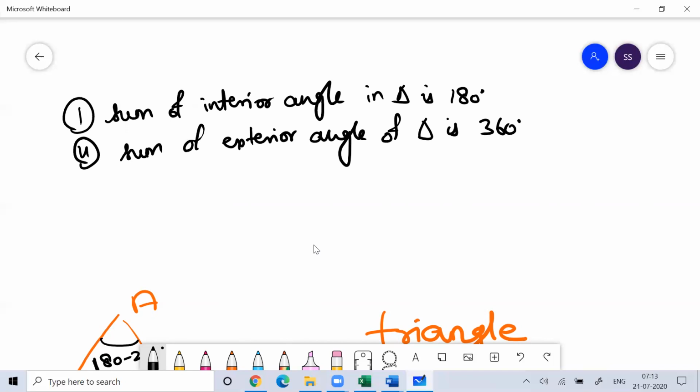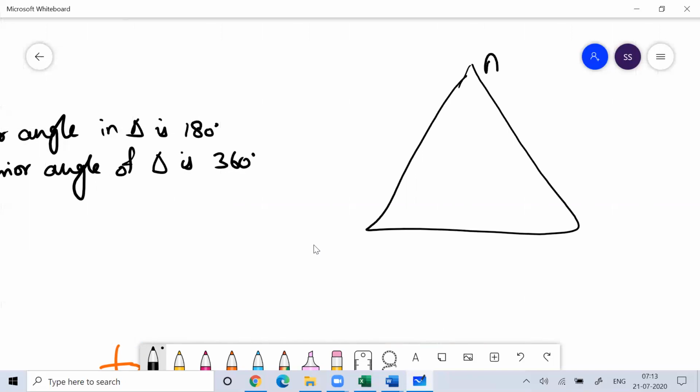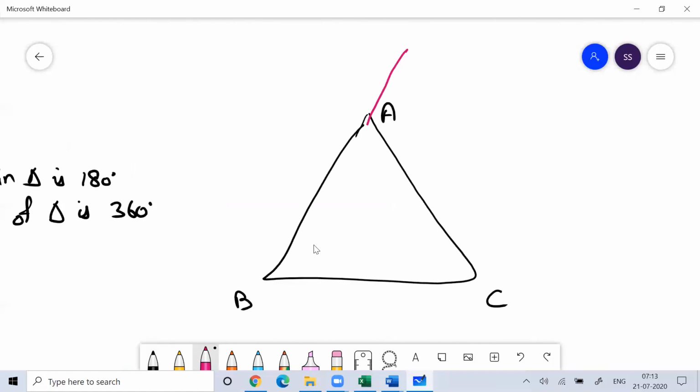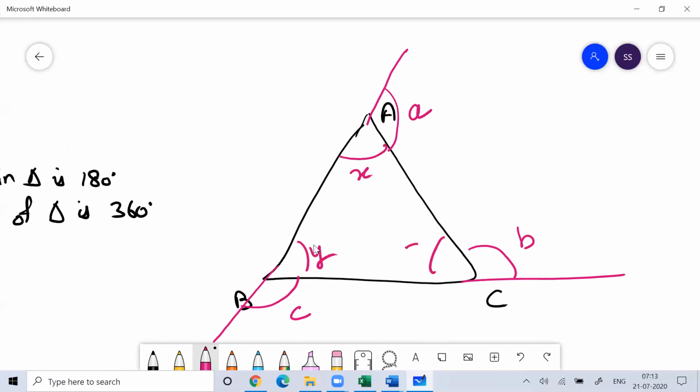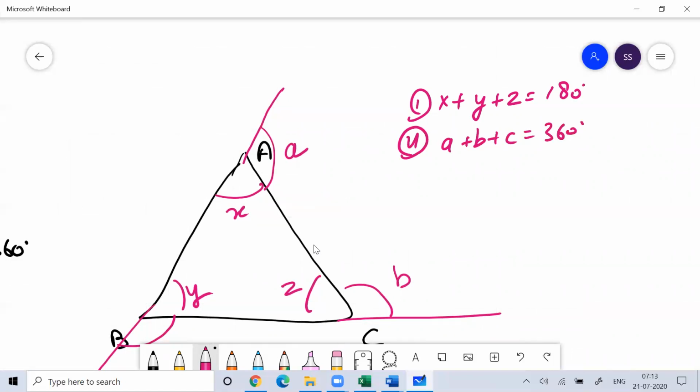So you can remember, the sum of exterior angles is 360. Exterior basically means this angle. Suppose this is triangle ABC. So when we talk about exterior, this is the exterior angle at A, this is the exterior angle at B, and this is the exterior angle at C. Here the property says that the interior angles x plus y plus z is equal to 180 degrees, while the sum of exterior angles A plus B plus C is equal to 360 degrees.